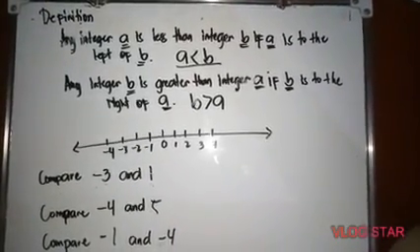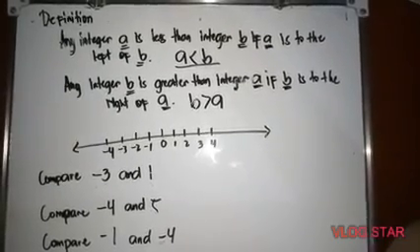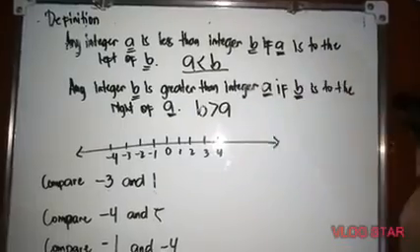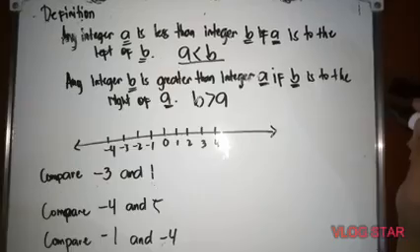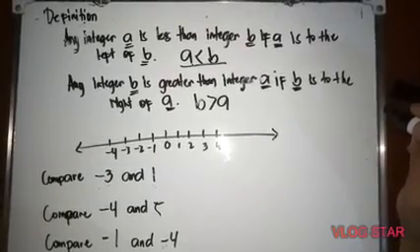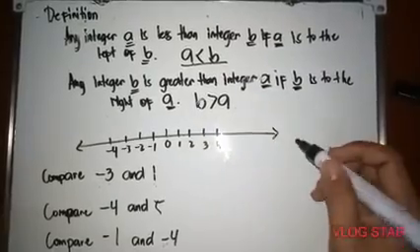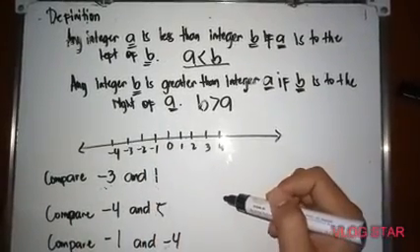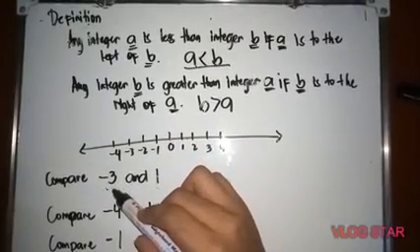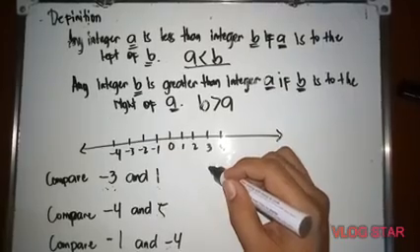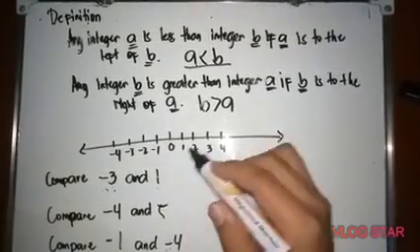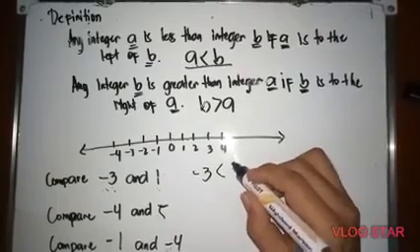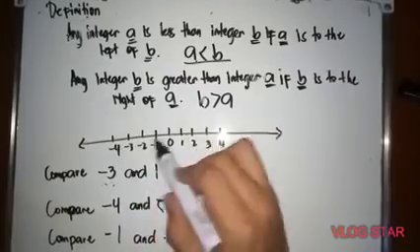Any integer a is less than integer b if a is to the left of b. So we can write it as a less than b. Any integer b is greater than integer a if b is to the right of a on the number line, then b is greater than a. For example, compare -3 and -1. Since -3 is on the left side of -1, then we can say that -3 is less than -1.